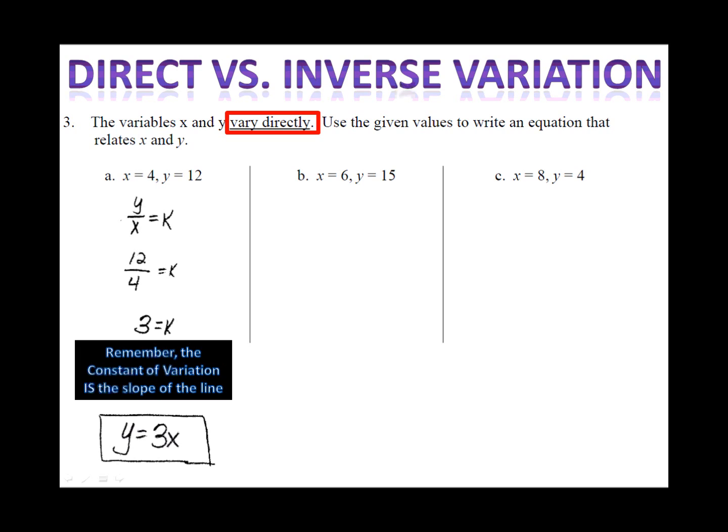The second example is for you to try. Please use y over x to find the constant of variation, which is your slope, and then see if you can write the equation of the line. Please pause the video here and then come on back. We'll see how you did.